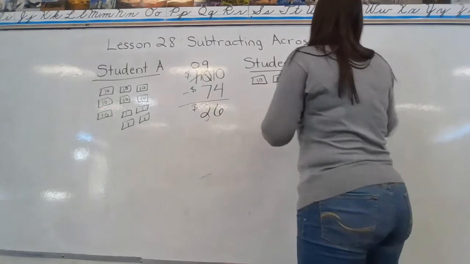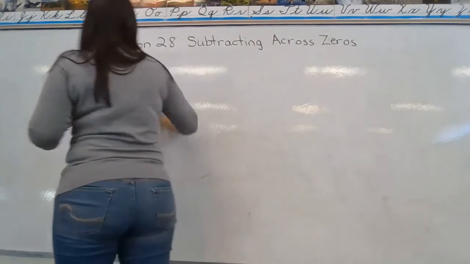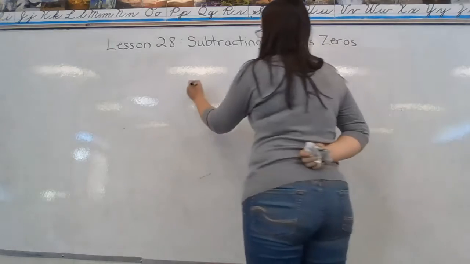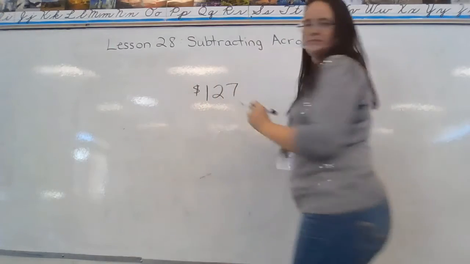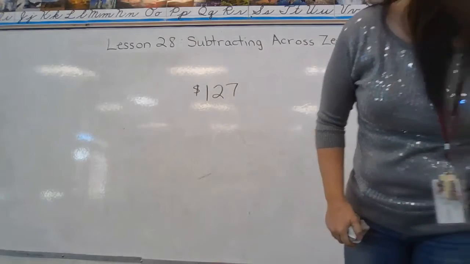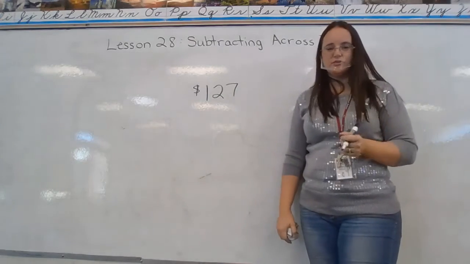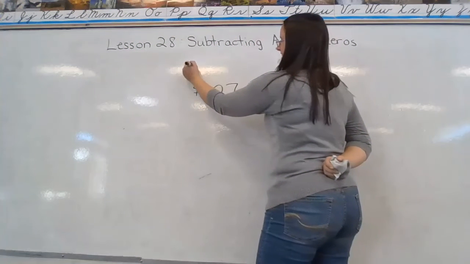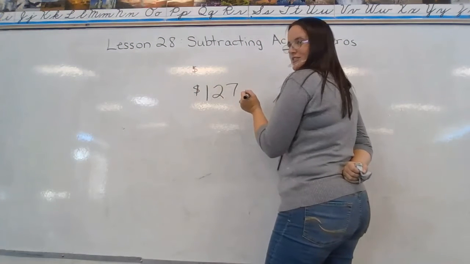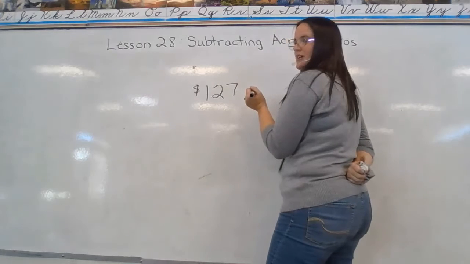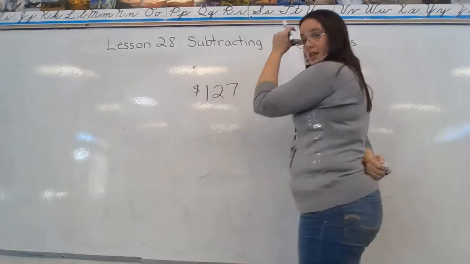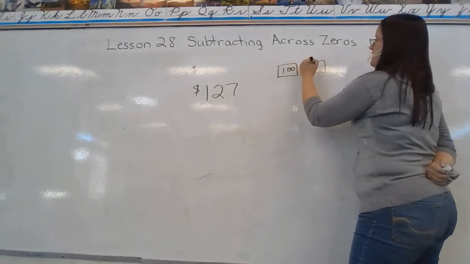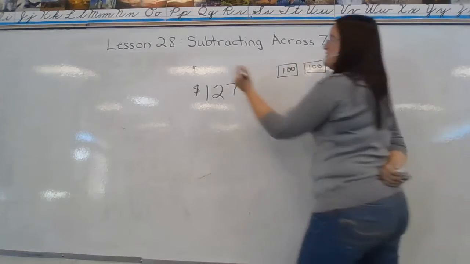Okay, last example. It says the grocery bill was $127. Malia paid for the groceries with 2 $100 bills. So how much money would that be? It would be, so we take away 2 $100 bills. But she doesn't have 200. She only has 1. She has 2 $100 bills. So she has $100 here and $100 here. So how much money is that? She has 200.